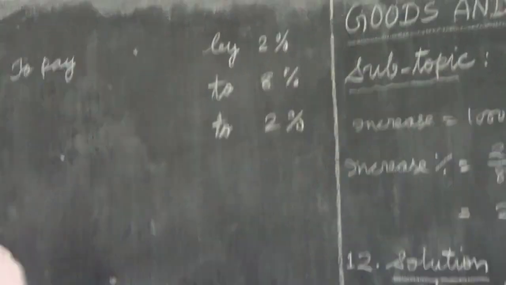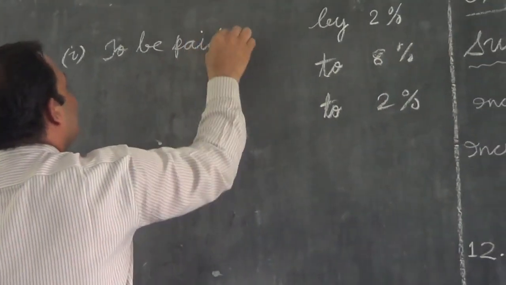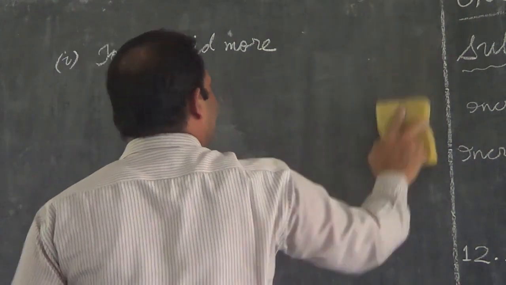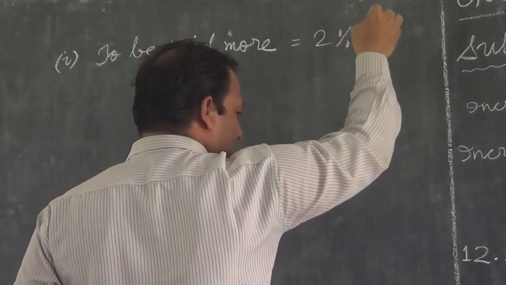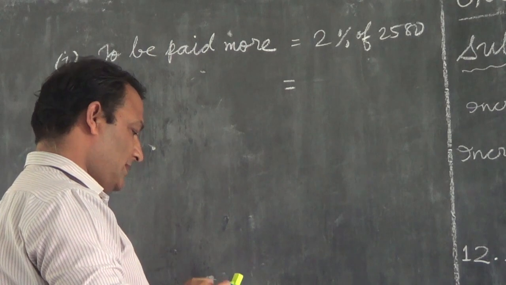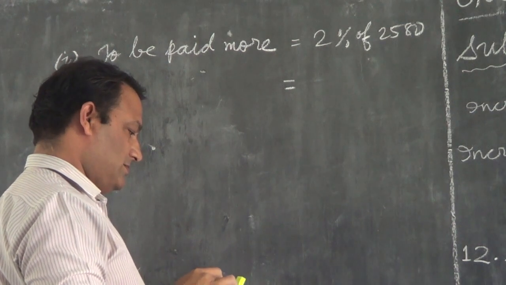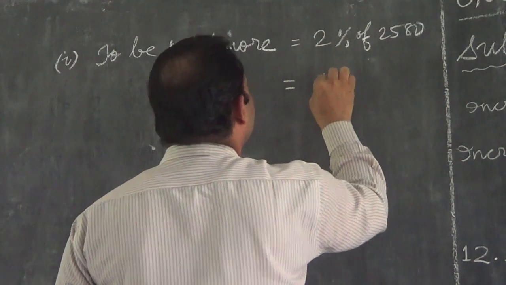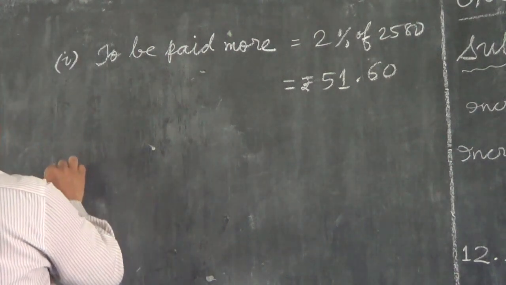So 2% of 2580. So here we will write, to be paid more equals 2% of 2580, that equals 51.60. 51.60 rupees is to be paid more.